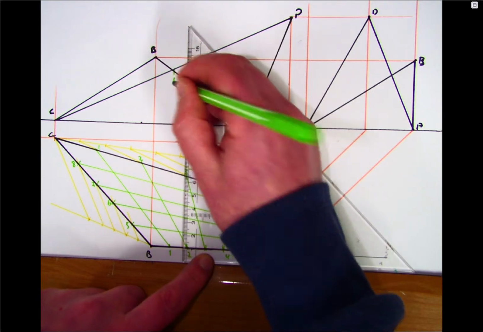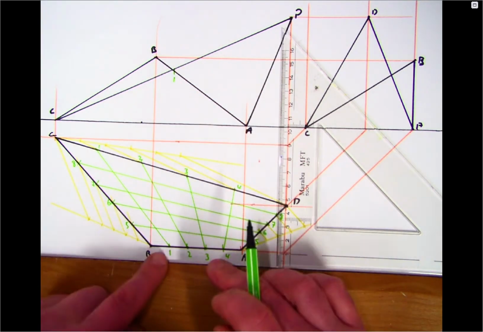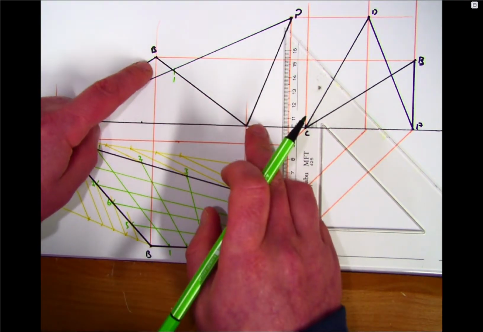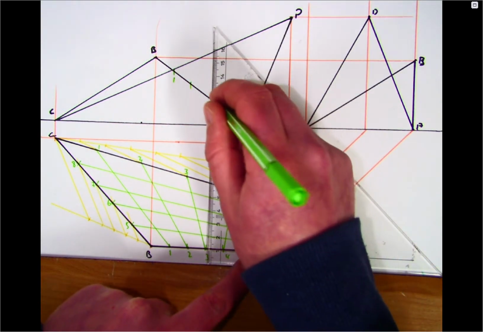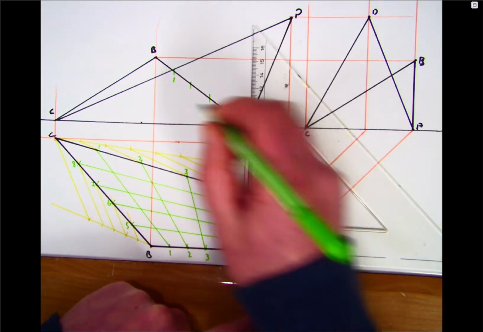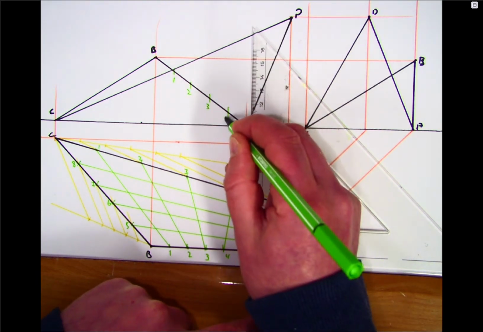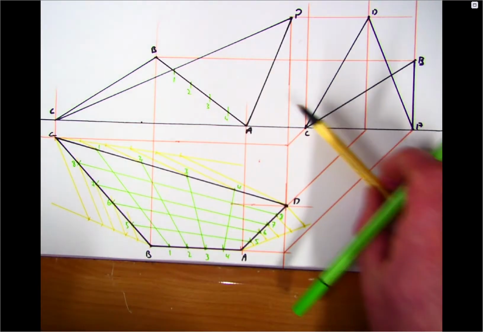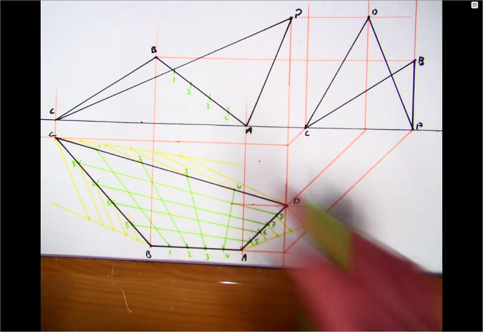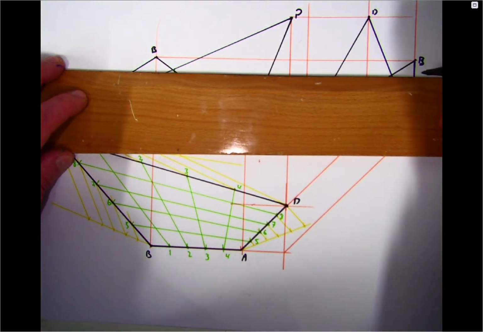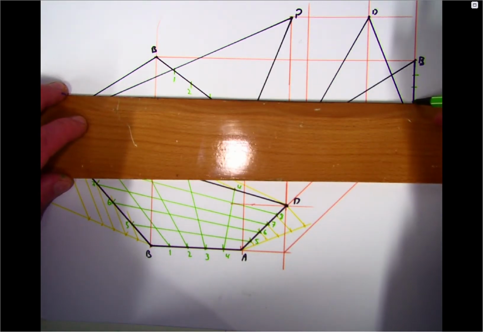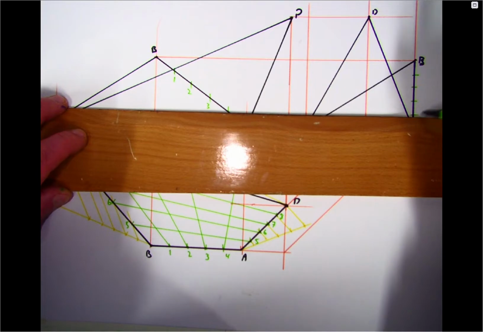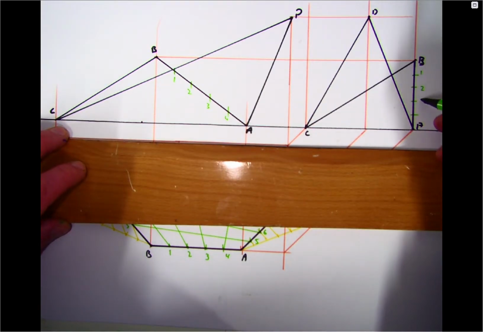So this is point 1. Now the reason I know that's point 1 is because 1 was on the line AB. So when I brought this up, 1 is on the line AB. So I have 2, 3, and 4. Now what I'm going to do at this stage is I'm just going to show the end view. So they were on the line AB. So again, what I can do is I can bring these across. 1, 2, 3, and 4.